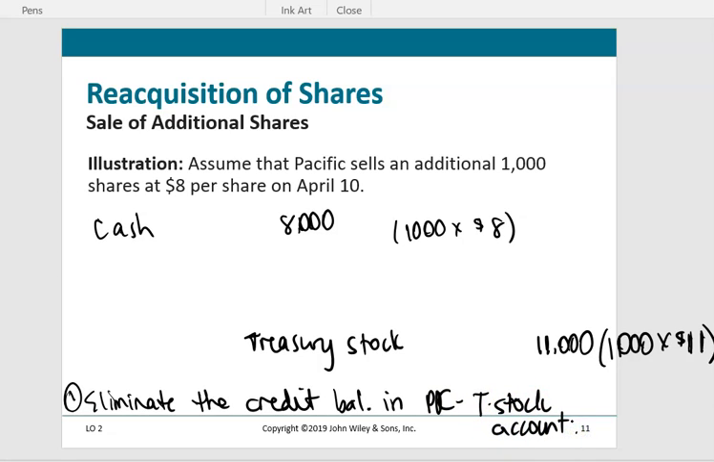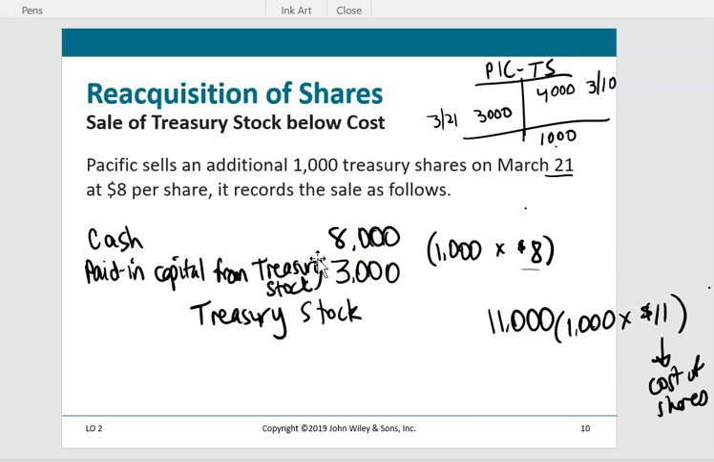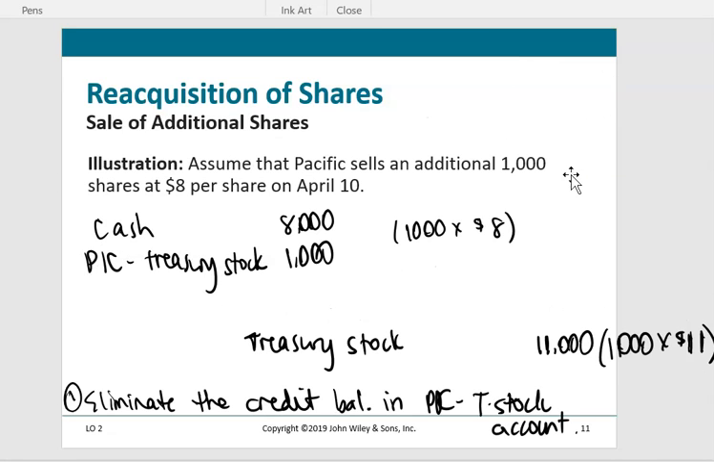Okay, so we're going to record a debit to paid in capital treasury stock for 1,000. So going back here, we just recorded a debit of 1,000 on April 10th. And now we have no balance in paid in capital treasury stock. We're not letting that balance ever become a debit balance. Then any amount above that, we still are trying to account for a $2,000 difference. What do we do? We record the remaining amount.